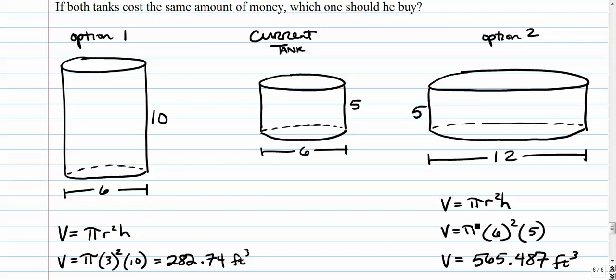So what that means, he's basically getting himself, for the same exact price, a whole lot more volume for that same price. So, if you are Farmer Brown, you definitely want to do your math and go with option number 2. Same price, a ton more volume, so that's kind of a no-brainer.